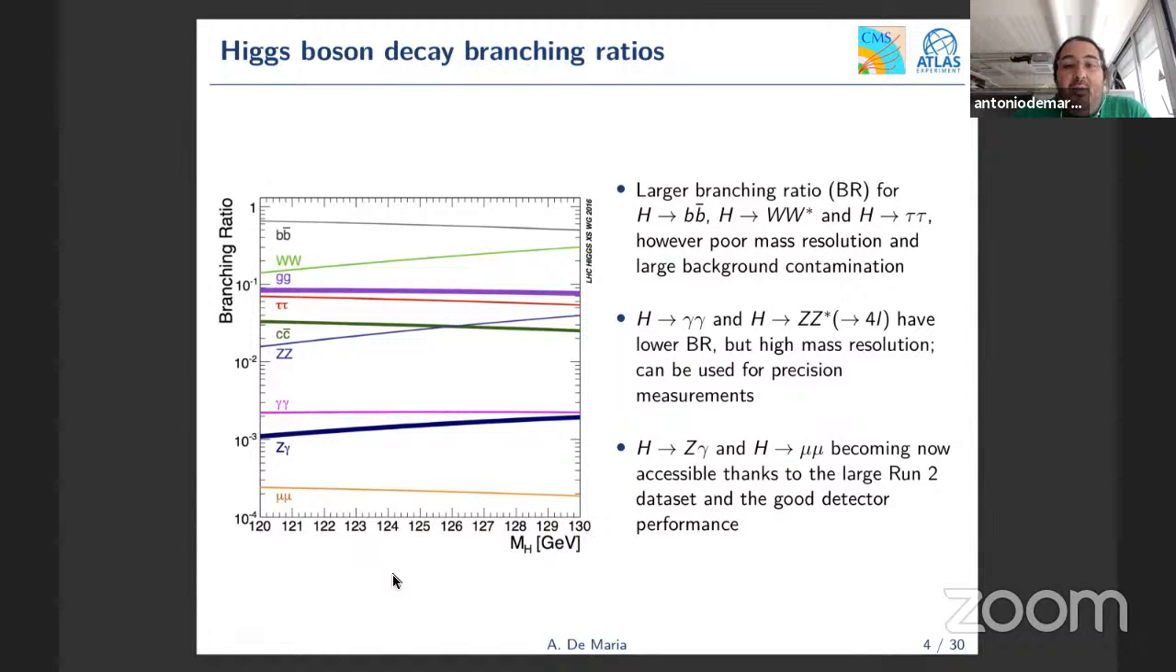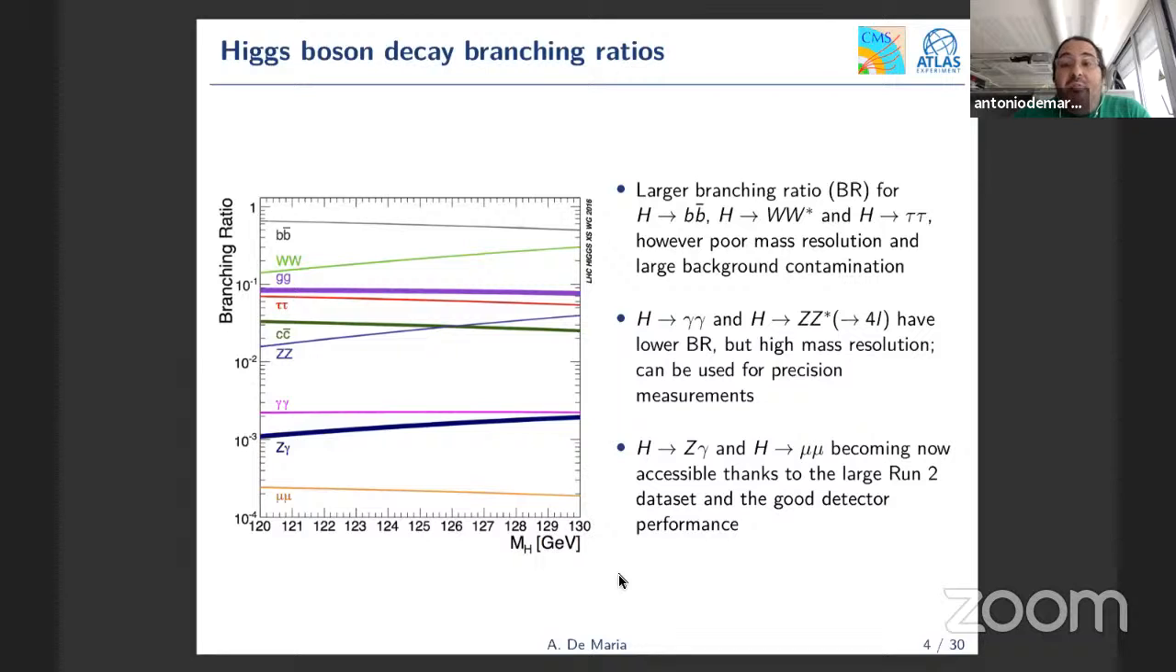In this slide, you will see on the left part the branching ratio as a function of the Higgs boson mass. Of course, it's centered around the best value that we know right now, which is near 125 GeV. The large branching ratios we have are for Higgs to bb, WW star and tau tau.